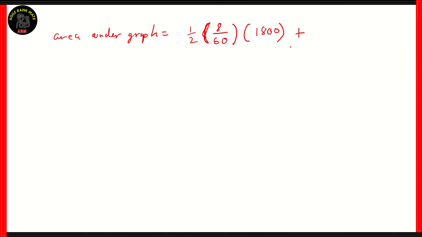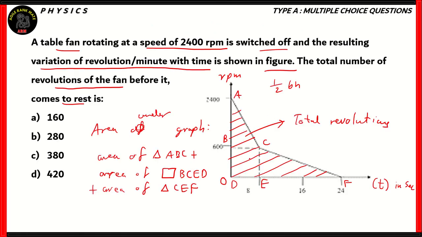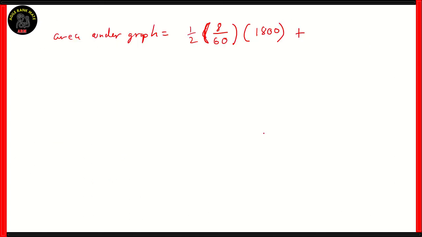Now if we look at the second area, this here is the area of a rectangle, by the way, not a square. Because on one hand it's 600 and on the other hand it's 8 by 60, so it's not a square, it's a rectangle. So again, length times breadth. So the length would be 0 to 8 again, so 8 by 60, and the breadth is 600, so we would multiply those. So 600 times 8 over 60.